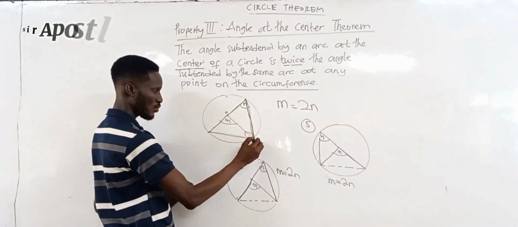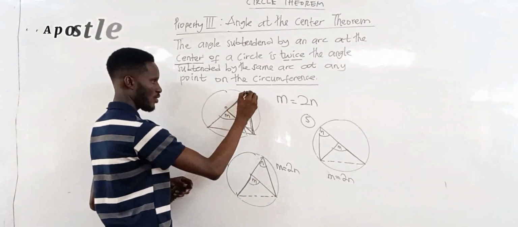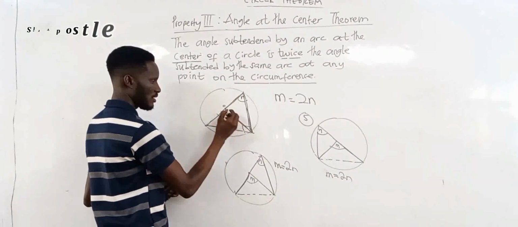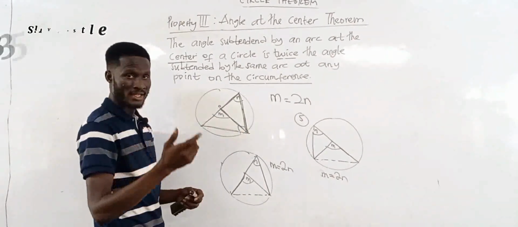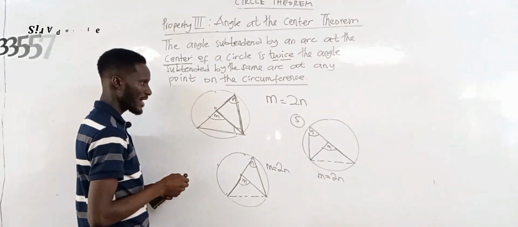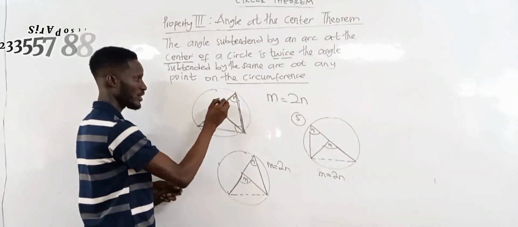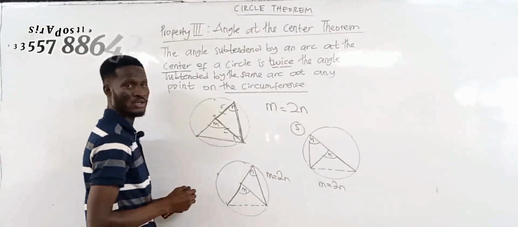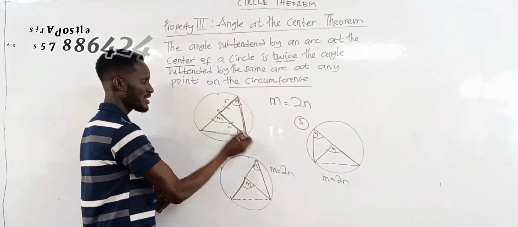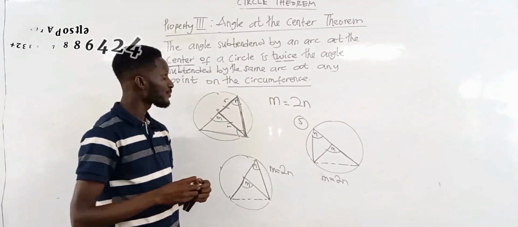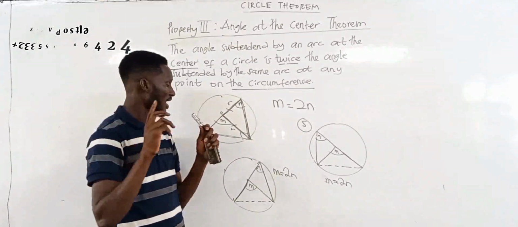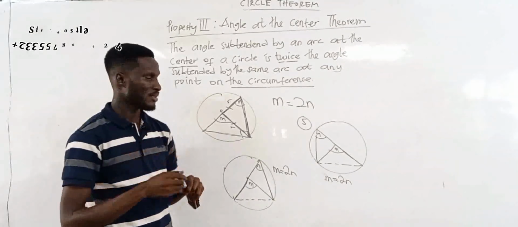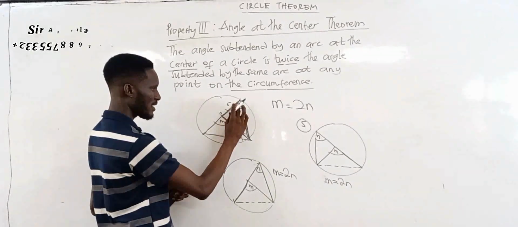If I consider this one, then this one is also another triangle. With this triangle, this one is radius, this one is also radius. So therefore, this particular triangle is called an isosceles triangle. So the adjacent angles here are also the same.